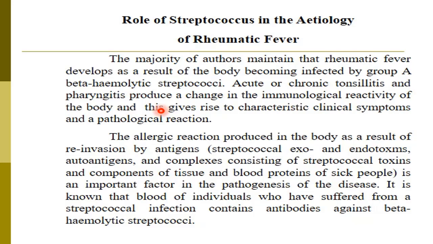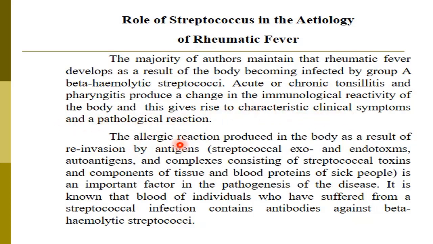We must know something very important: when I have an infection by group A beta-hemolytic Streptococcus pyogenes, acute or chronic tonsillitis may occur. And here we have immunological mimicry, meaning similarity. So what happens is a change in the immunological activity of the body, giving rise to characteristic clinical symptoms and a pathological reaction.